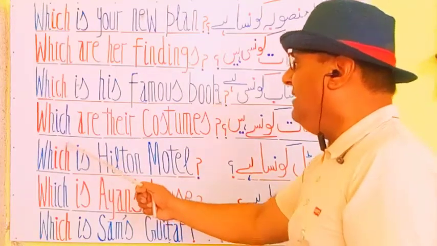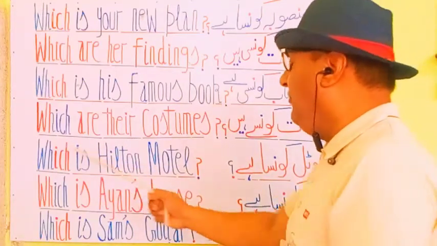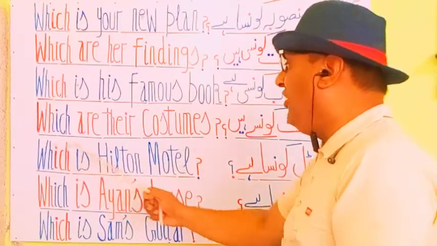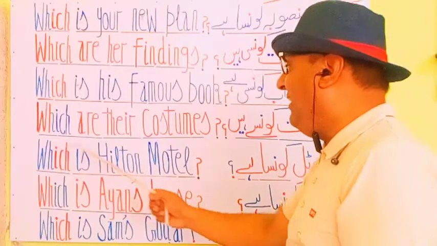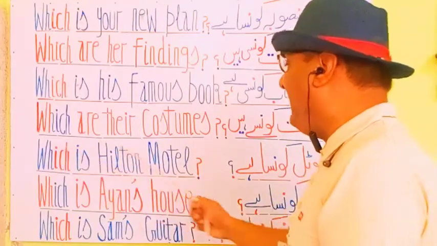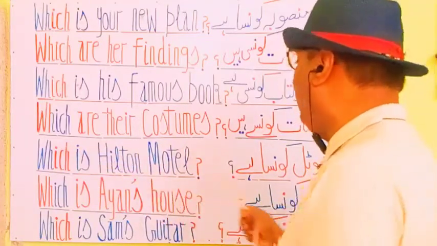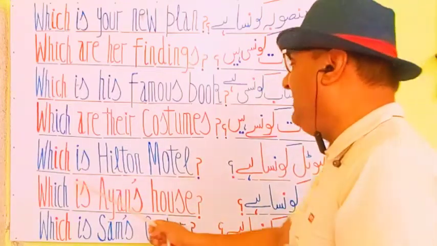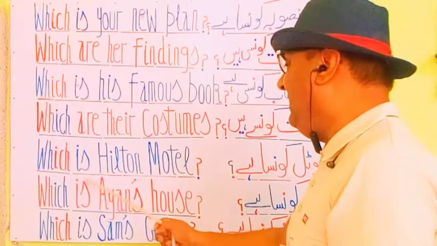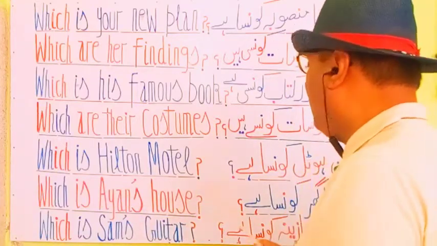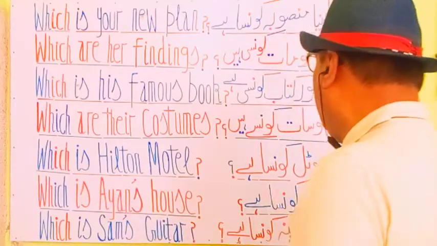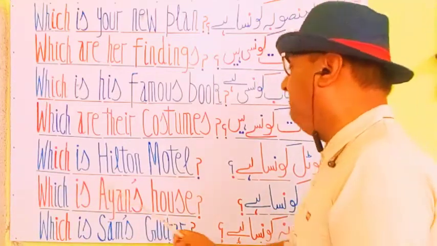And next is which are their costumes? उनके मलबूसात कौन से हैं? Which are their dresses? उनके मलबूसात कौन से हैं? And next is which is Hilton Hotel? Which is Hilton Motel? Hilton होटल कौन सा है?